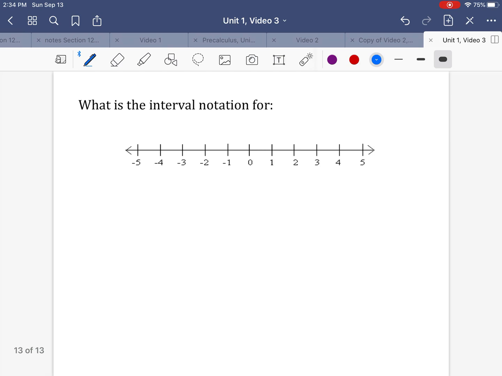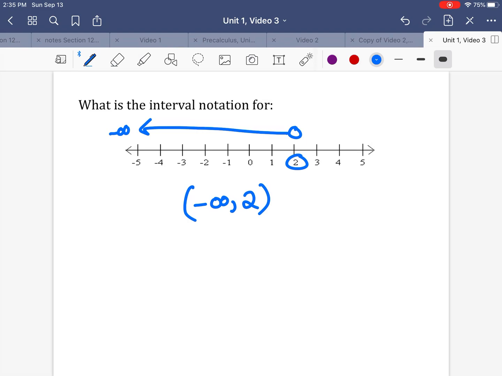All right, last one. So let's see. Let's do this one at 2 and go back. All right, so for this one, hopefully, remember this is going from negative infinity to 2, so I put those two things. 2 gets a parentheses, and infinity always gets a parentheses. And that is all, folks.